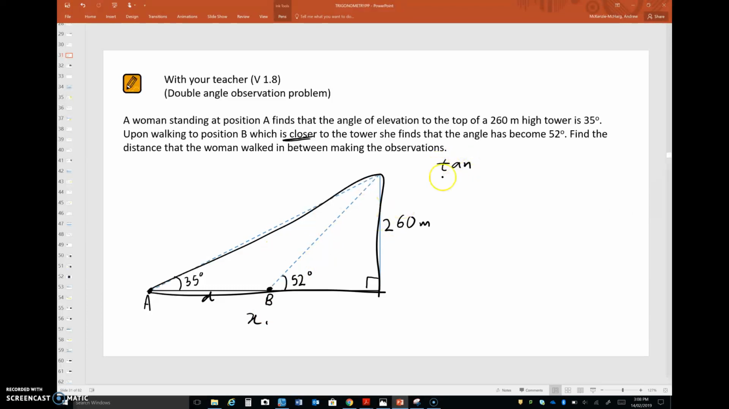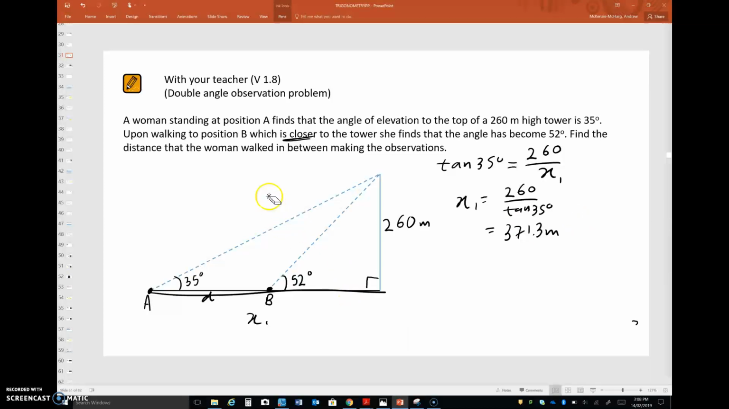So the tangent of 35 degrees is equal to opposite over adjacent. 260 is the opposite side over x1. So remember, when the number's on top, it goes on top on the other side. So that's our calculation. So if you put that into the calculator, we should get 371.3 metres.